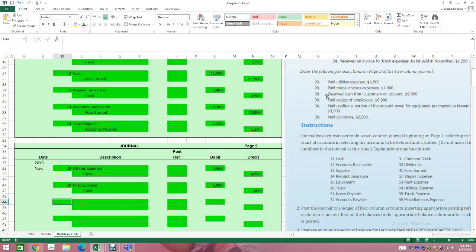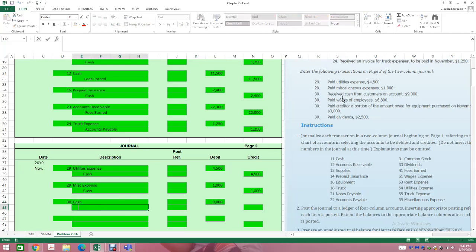What happened? On the 30th, it says that you received cash from a customer on account, $9,000. So what does that mean? So you received cash. Do you have more or less cash? Because if you're receiving cash, you have more. So cash is going to increase because now you receive cash of $9,000.